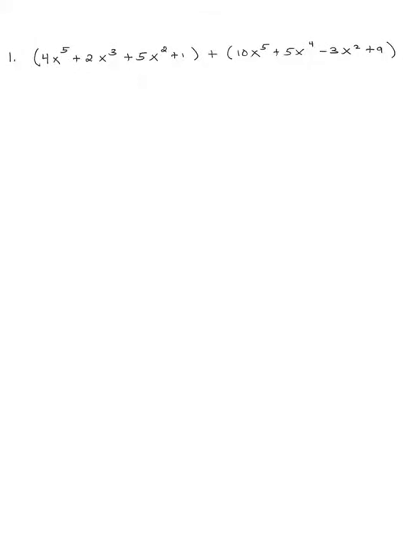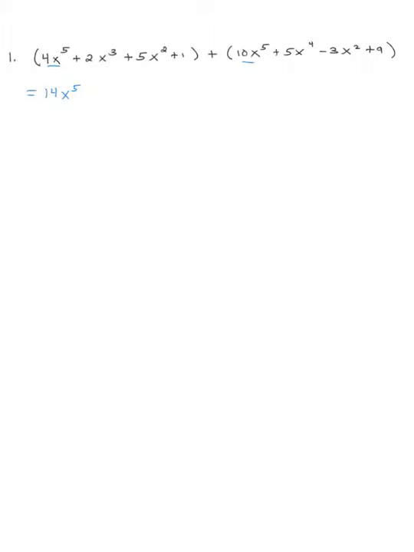To add these polynomials, we're going to combine like terms. So let's see, we have a 4x to the fifth and a 10x to the fifth, so that is 14x to the fifth. Okay, now I'm going to drop down to x to the fourths. There aren't any here, but there is one over here, meaning it doesn't combine with anything.